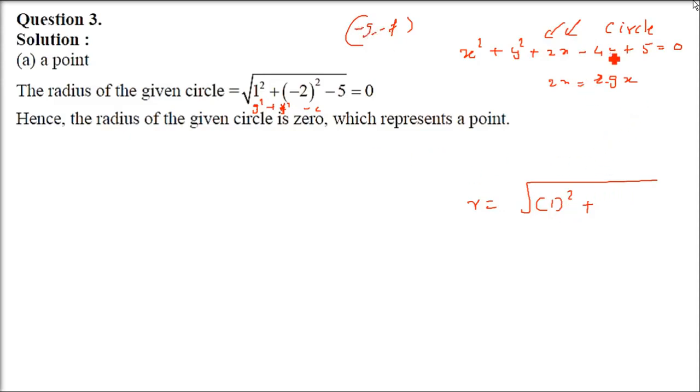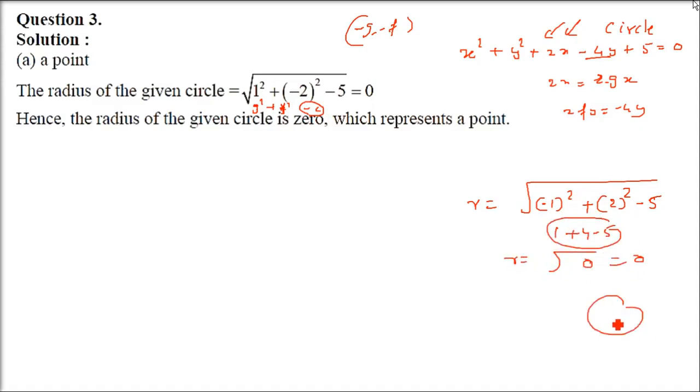Okay. So 1 square, here you will get minus 2. So f will be minus 2 actually, and minus f will be 2. So either use minus 2 or 2, it doesn't matter. And then you have c, g square plus f square minus c. And this c is 5, so minus 5. And when you try to find out the radius, it will be 1 square plus 4. 1 is 1 plus 4 plus 5. It's actually 0. So radius is 0.